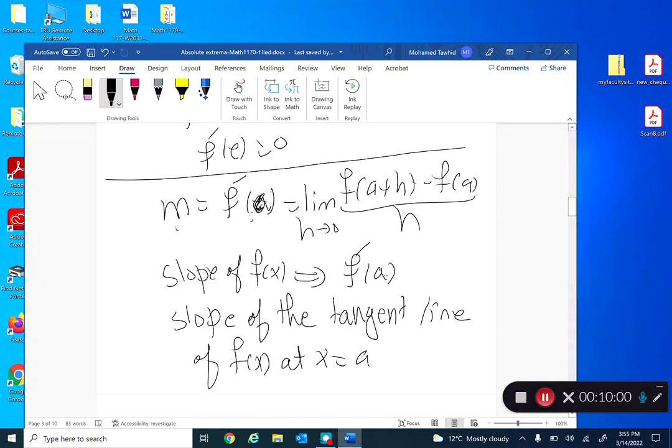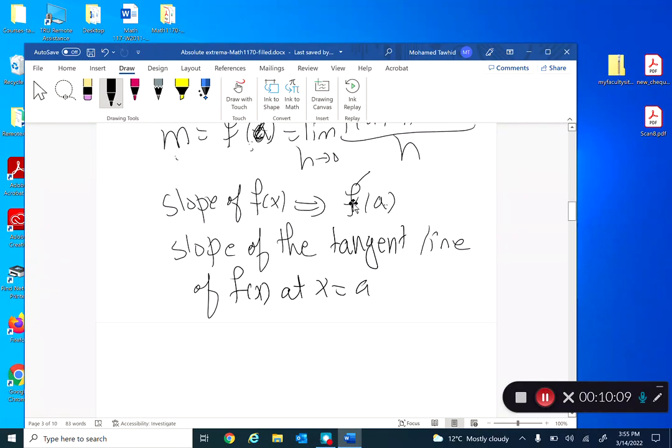So what is a tangent line? It's a line that touches the curve or the graph at most one point. That is what we call a tangent line. So if I ask you what is the slope of the tangent line of your f of x, it will be your derivative at a.